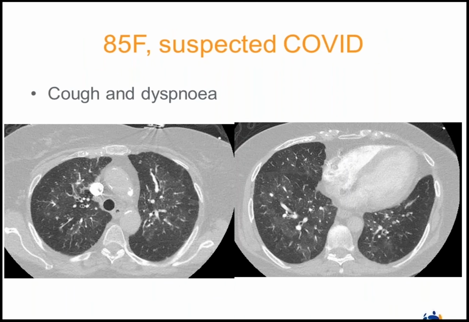So this is a case now that we've had here in Australia of an 85-year-old female patient who has presented with cough and dyspnea. And on the referral, we have the information of suspected COVID. We have ground glass opacity here, which are bilateral and perihilar, but there's no consolidation and no crazy paving.